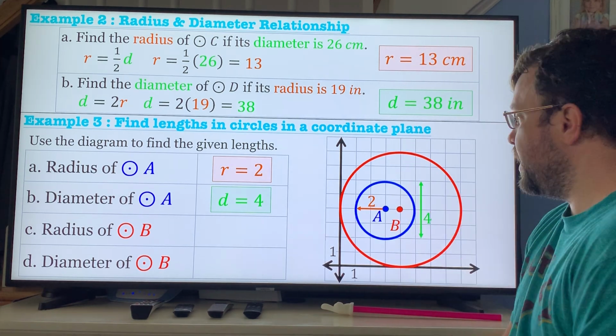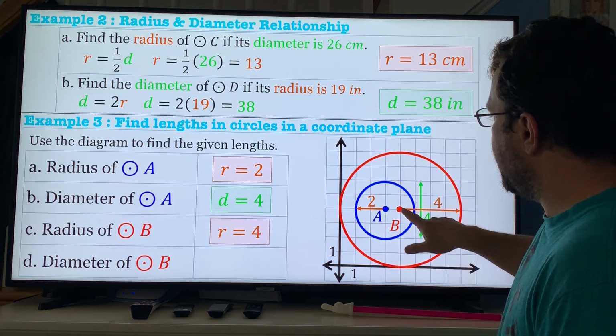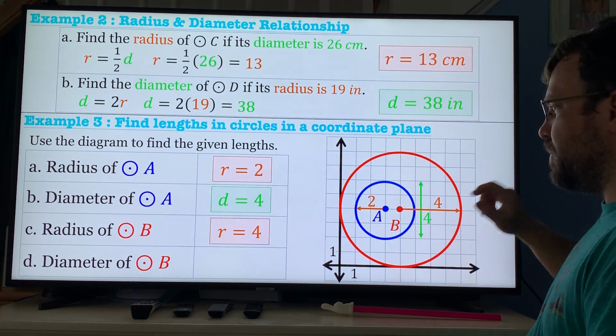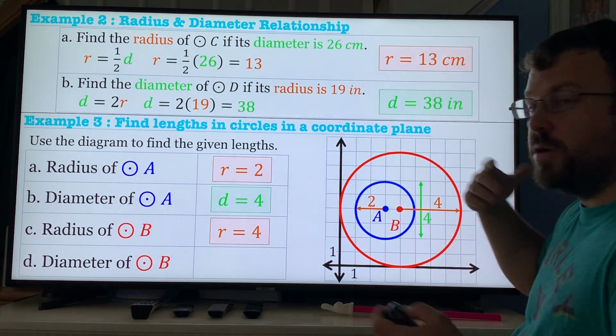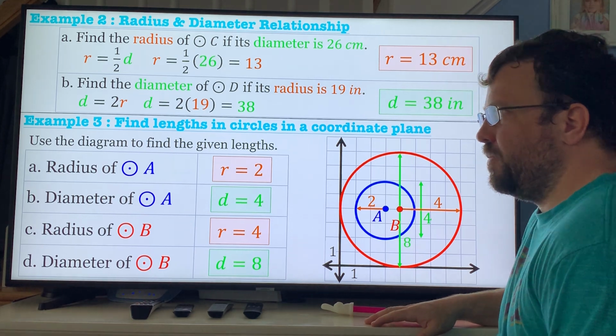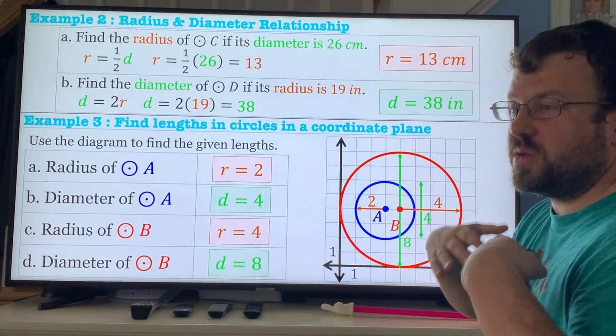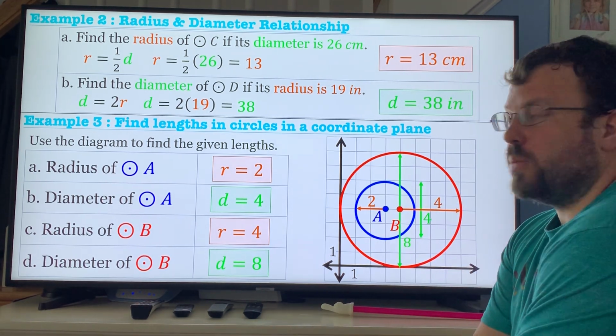So what did you get for the radius? You should have gotten 4. 1, 2, 3, 4. Now for the diameter, 1, 2, 3, 4, 1, 2, 3, 4. 2 times 4 should have been 8. All right, easy stuff. This is just, like I said before, an introduction into what we're going to be doing now.